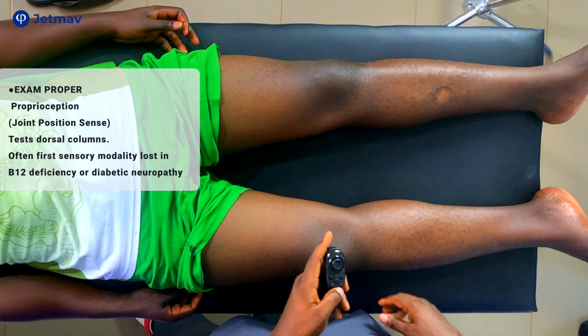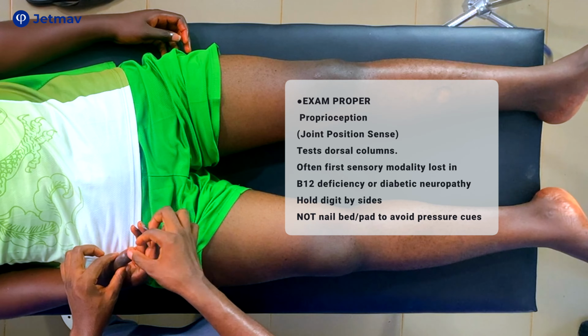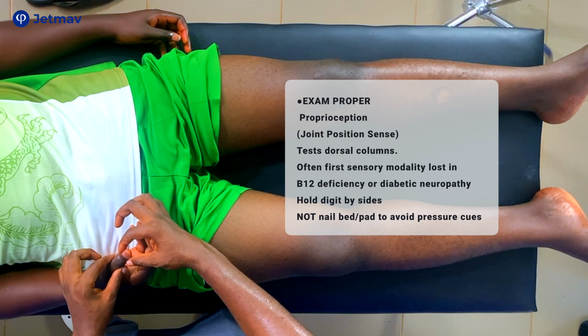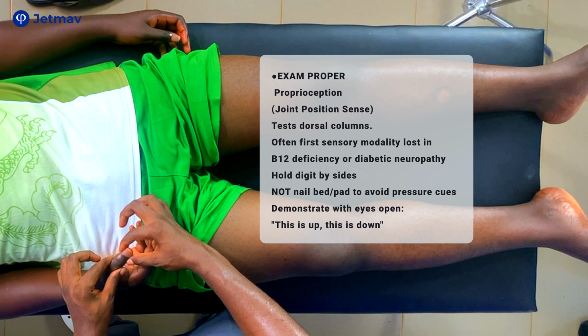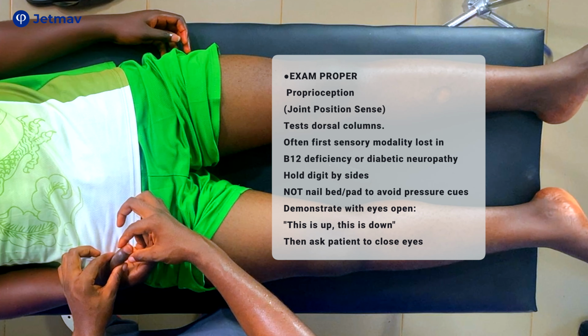Then the next we're going to test for is proprioception, which tests the dorsal columns. So you demonstrate to the patient first. You're not supposed to hold the nail bed. You're supposed to hold the side like this when checking for proprioception. So, sir, can you look at this? So this is up. This is down. So tell me when it is up and when it is down. So can you close your eyes now?